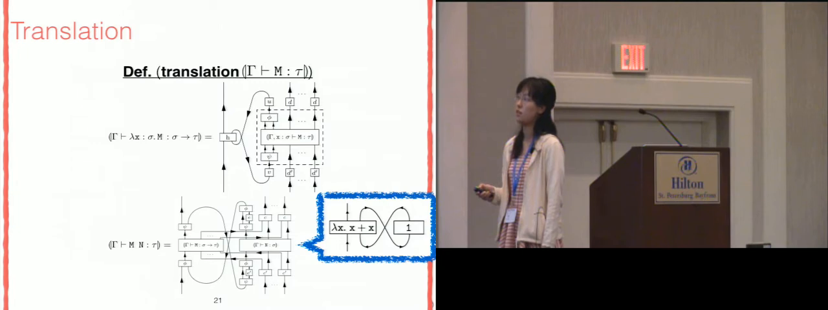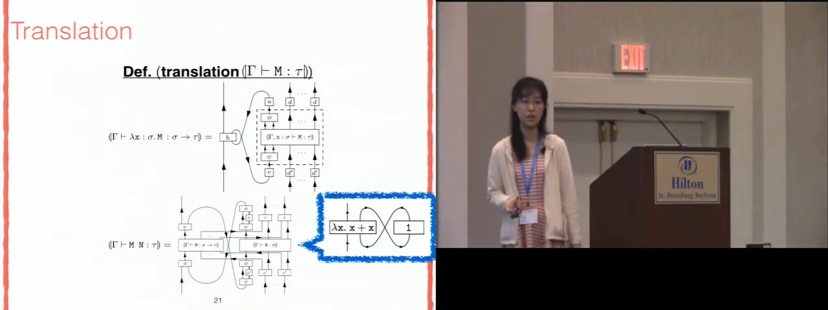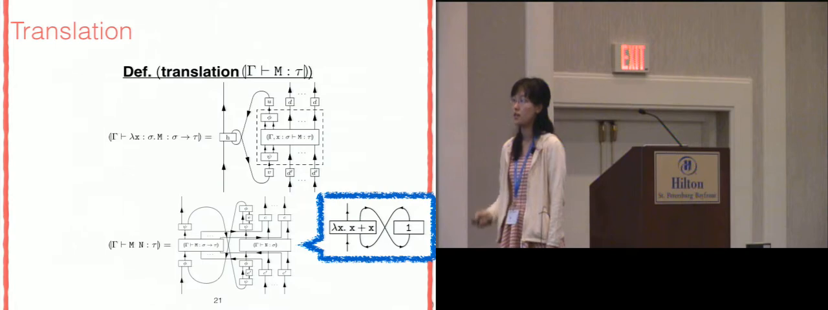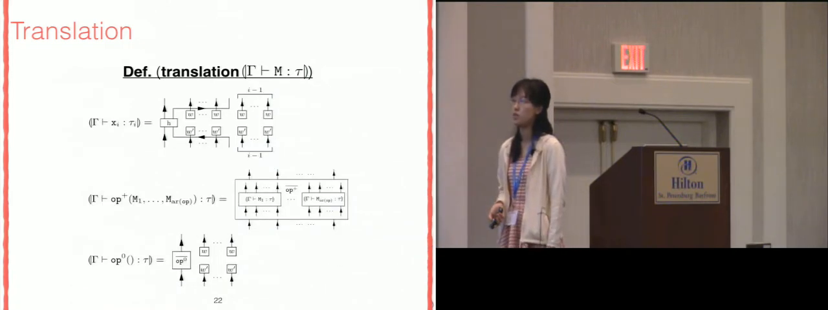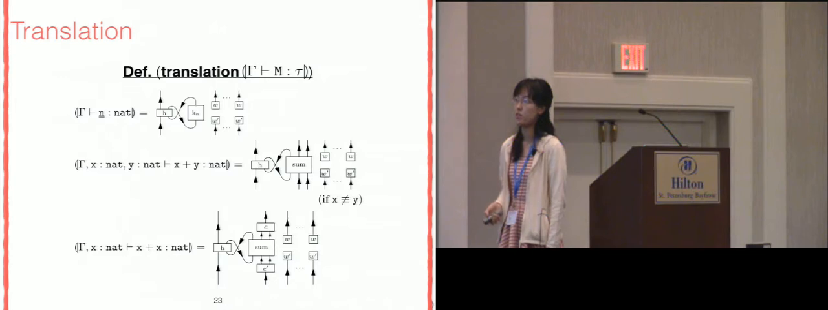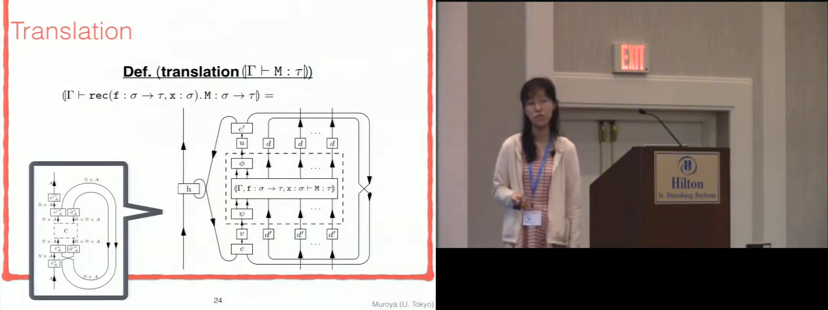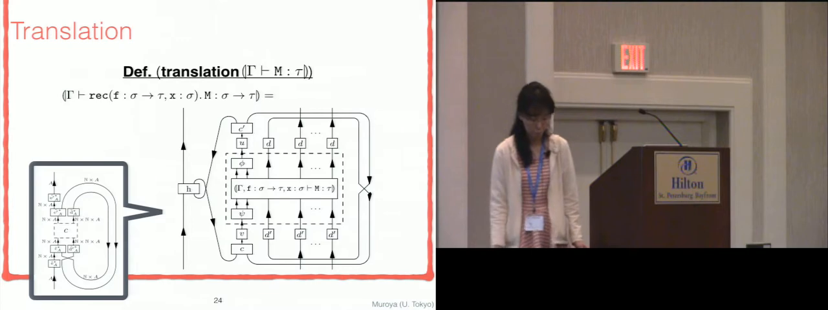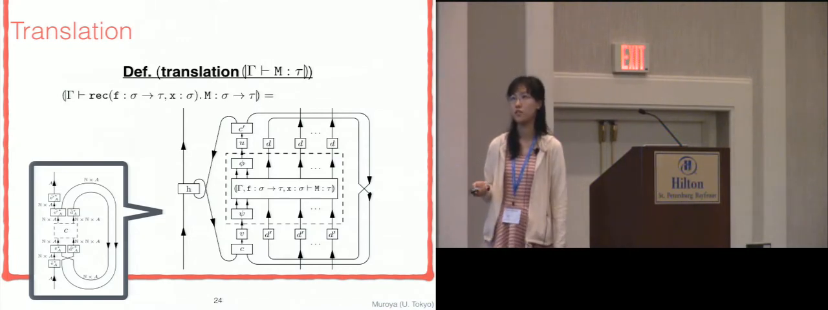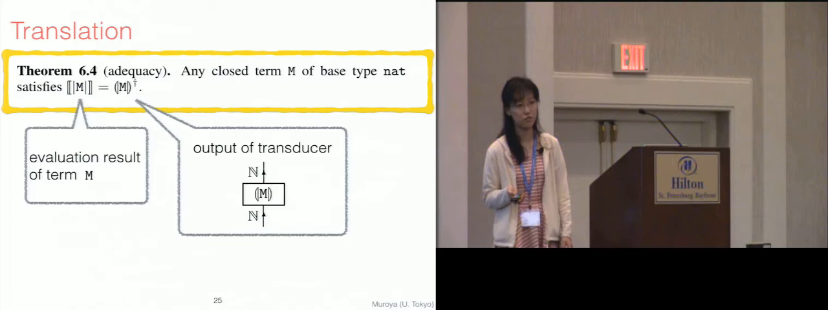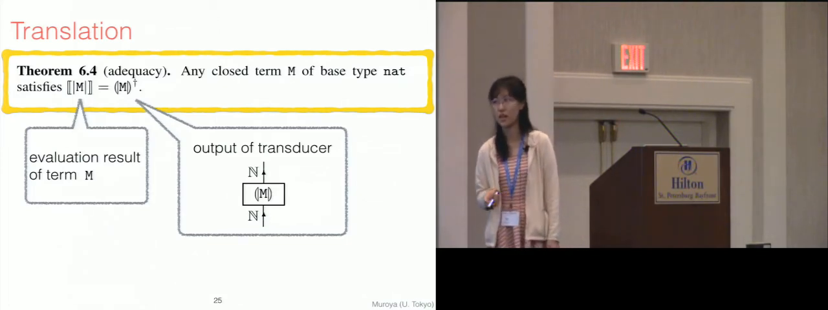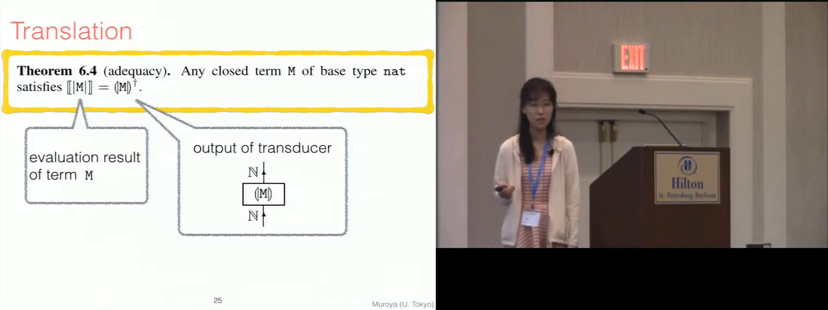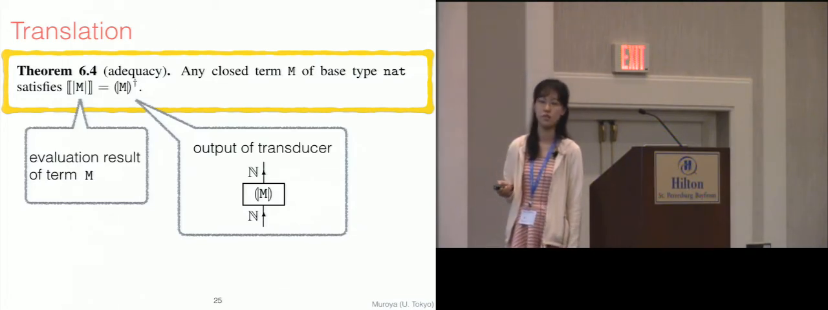Here we can see a dashed box that represents countably many copies of our transducer. And we can see a cross connection of two components in the translation of application. Then variables, algebraic operations, arithmetic primitives, and finally we translate recursion using the Mackey-style fixed point operator. Our contribution here is to prove adequacy of this translation. This is the precise statement, and intuitively it says that the output of the transducer coincides with the evaluation result of the term.